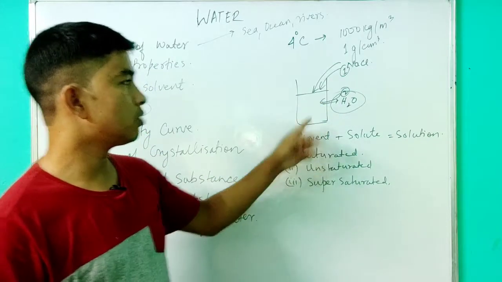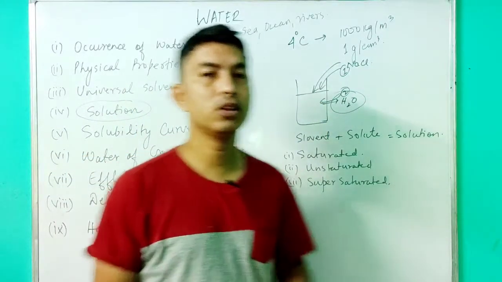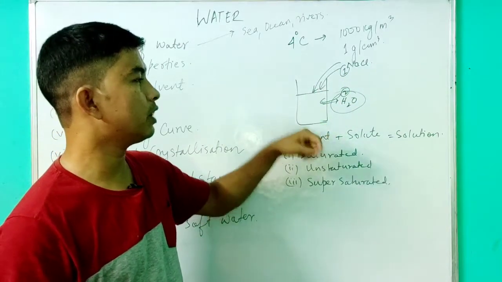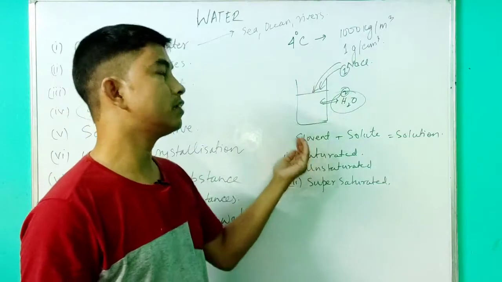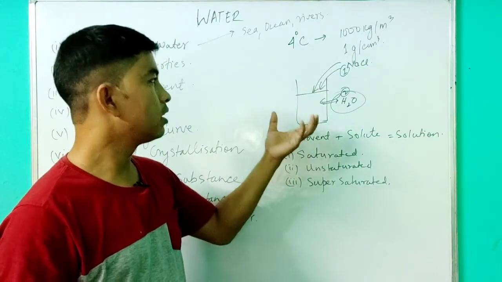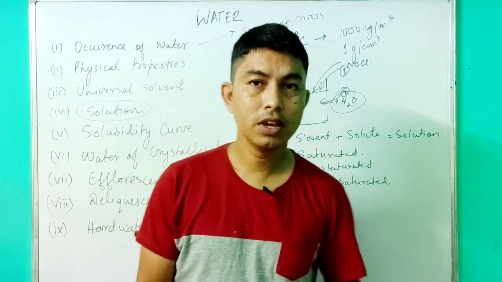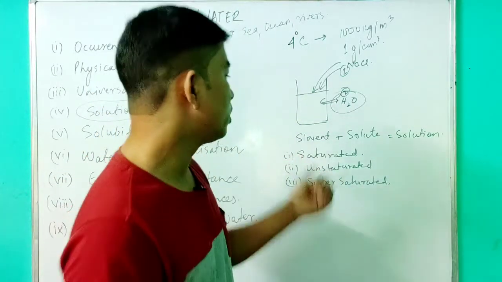Then unsaturated solutions are the ones which can further dissolve the solute in them. Like initially when you add one spoon of salt over here and then stir it, and then when you add a second spoon of salt, it can dissolve that salt as well. So then it is said to be unsaturated. Unsaturated means it can dissolve more amount of solute in them.